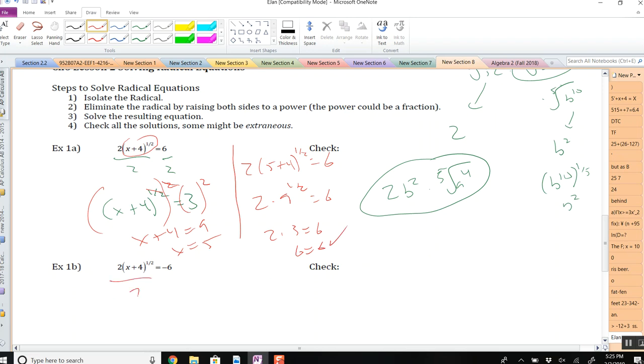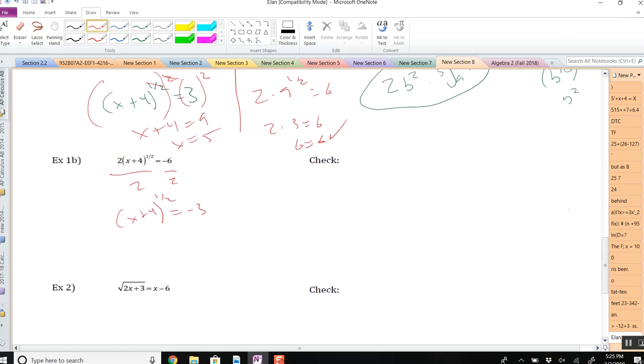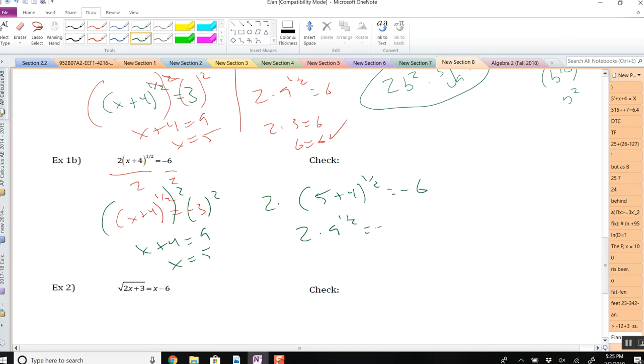Let's say I divide by 2 now. This one here. So I get -3. But here's the dilemma. I know (x+4) raised to the half is a square root. Square roots can't equal negative numbers. But if you were to square it, you're going to be a little bit deceived, because you're going to have x + 4 equals 9. You're going to still think the answer is 5. The problem is that when I check my work, you have 2 times 3 equals -6. 6 does not equal -6. That's not okay. So in this case, we'd say this is no solution.